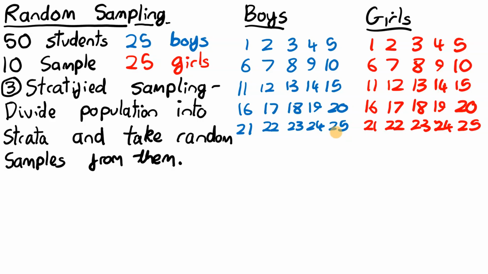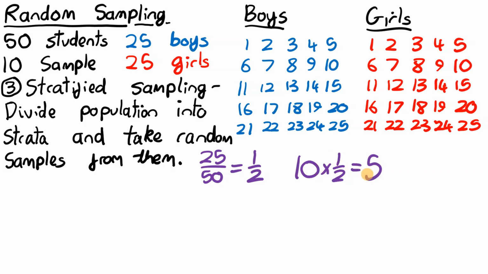So we have 25 boys here, and then we have 50 students. If we do 25 divided by 50, this is equal to a half. So this is the proportion of boys that make up the population, okay? We want a sample of 10, so we're going to do 10 multiplied by a half, which is equal to 5. So therefore, in our final sample, we want 5 boys.